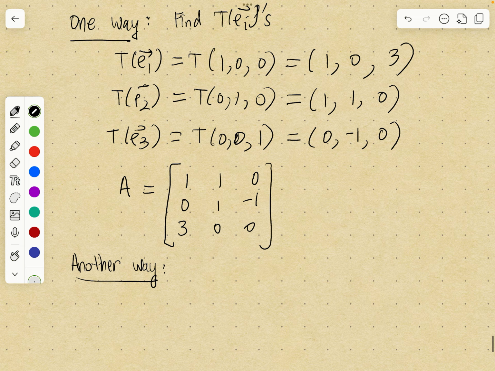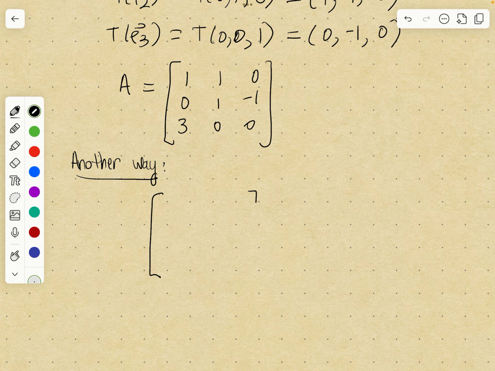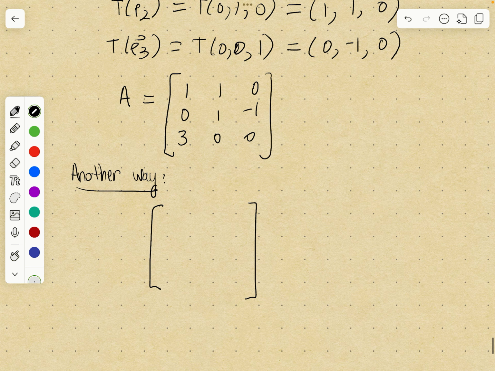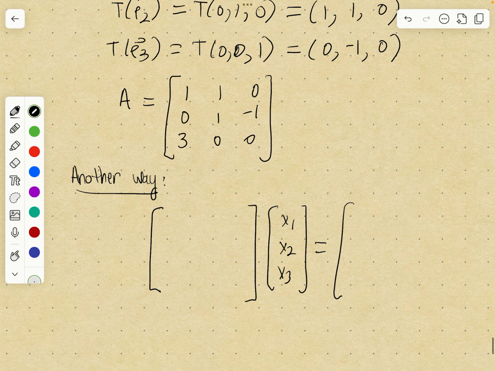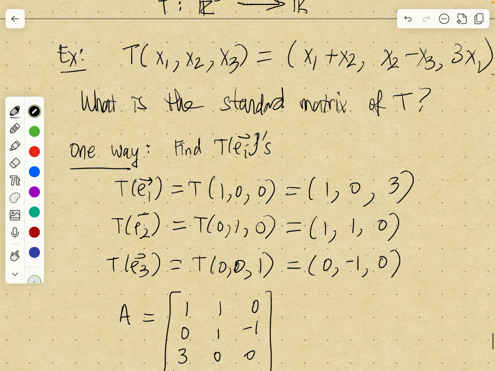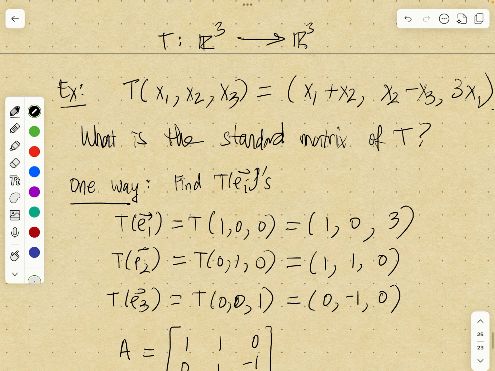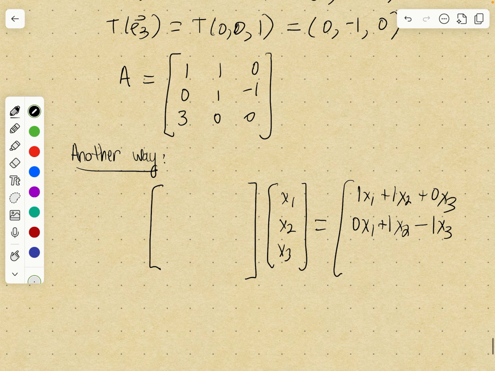Another way is to sort of fill in the blanks. So I know that my A is a 3 by 3 matrix by looking at this T. And I know that when I multiply by x1, x2, x3, I have to get x1 plus x2. So that's 1x1 plus 1x2 plus 0x3. My second component is 0x1 plus 1x2 minus 1x3, because it's just x2 minus x3. And then my third component is 3x1, which is 3x1 plus 0x2 plus 0x3.